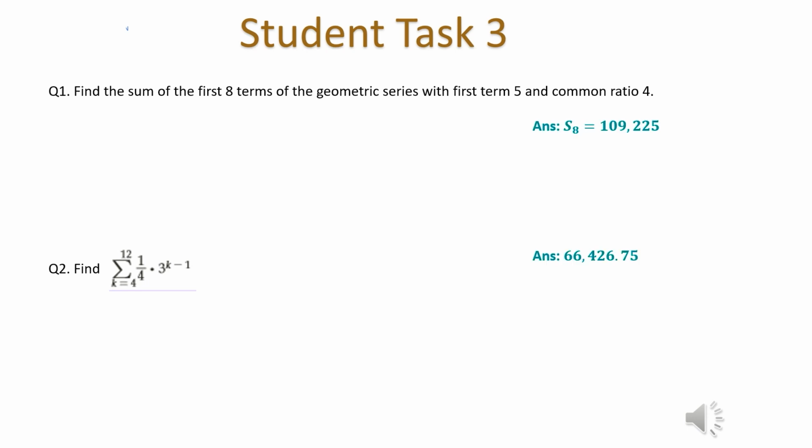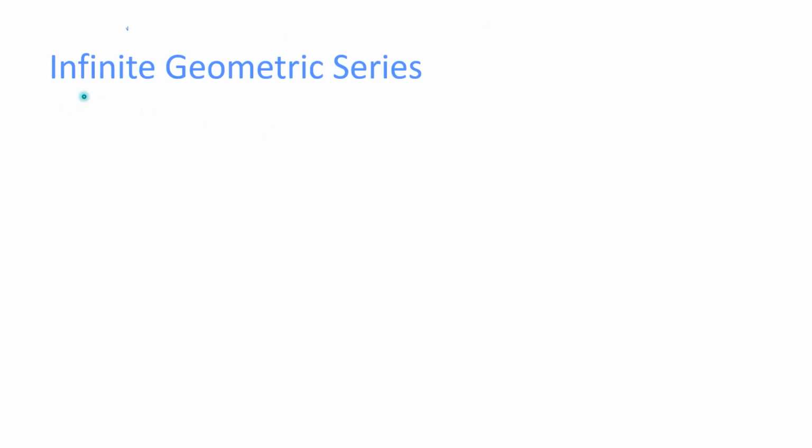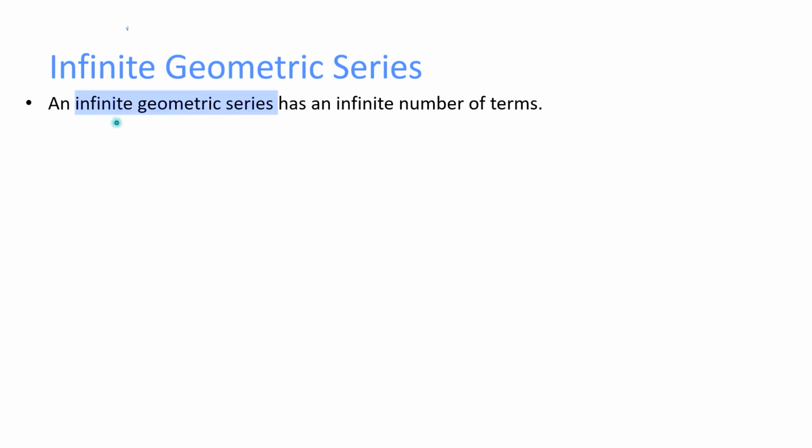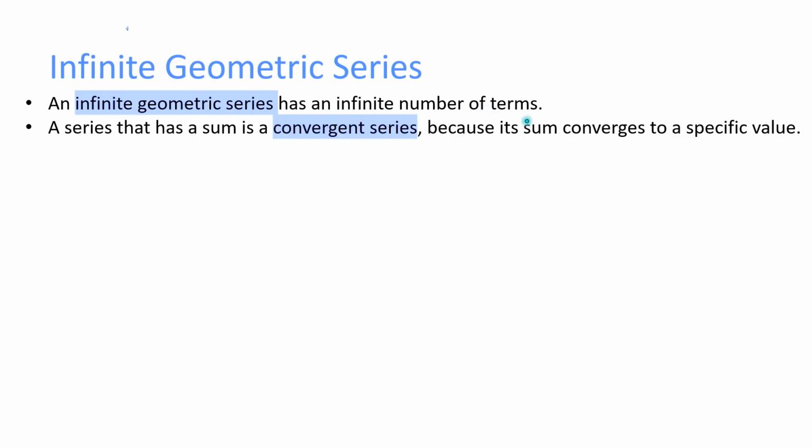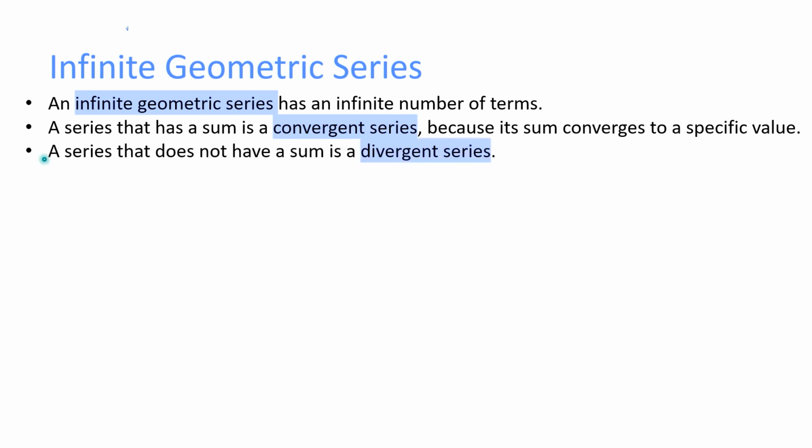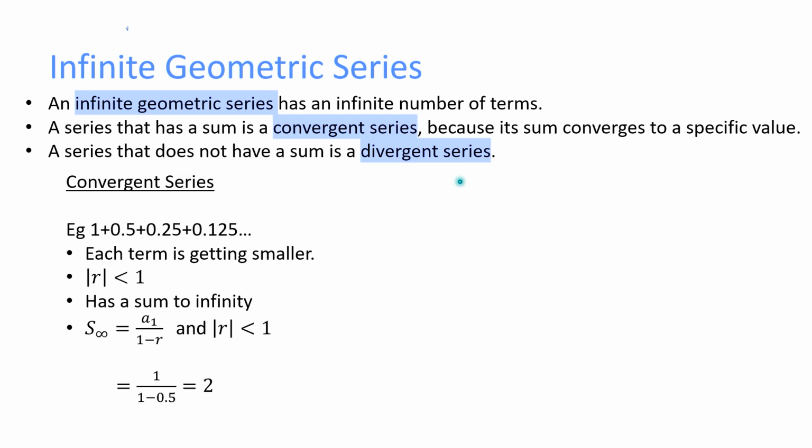Well done if you got both the answers correct. Next, we look at an infinite geometric series. An infinite geometric series has an infinite number of terms. A series that has a sum is a convergent series because its sum converges to a specific value. A series that does not have a sum is a divergent series.